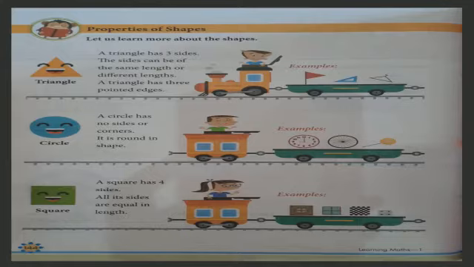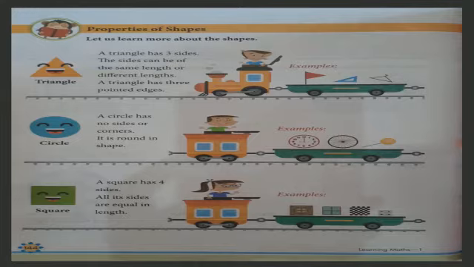Now, our next shape is a circle. See the circle. How it is smiling. Yes, a circle has no sides and no corners. It is round in shape. Yes, the examples of circle are wall clock, plate, wheel, etc. Yes, understood what is a circle? Very good. Now let's see the next shape.